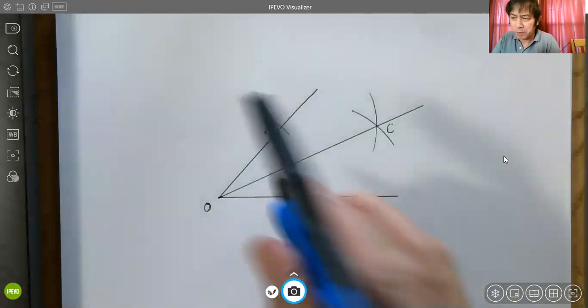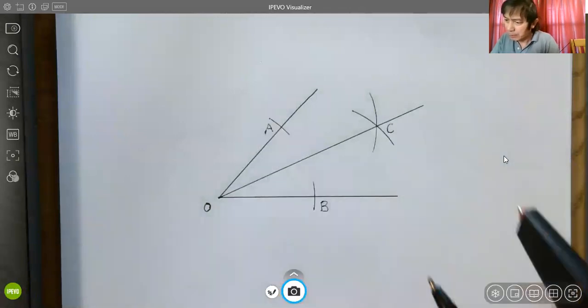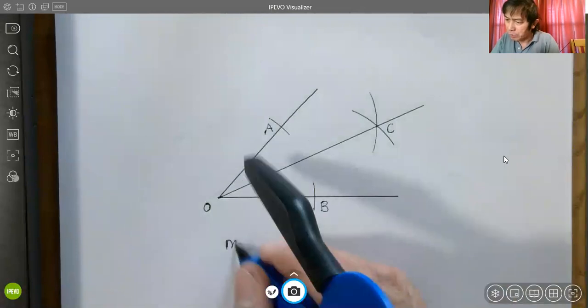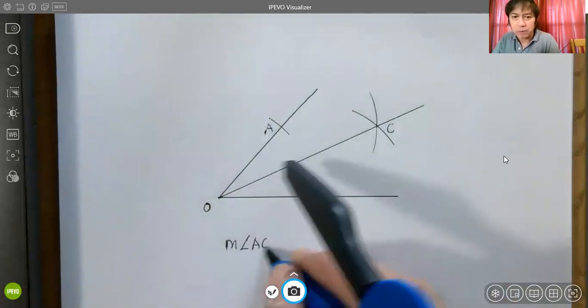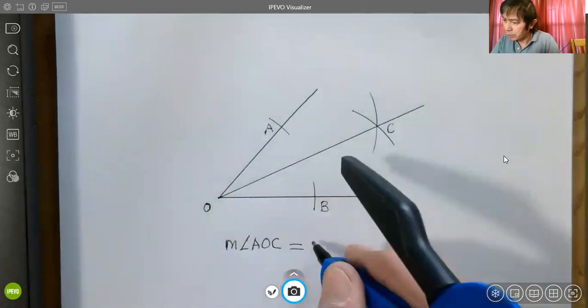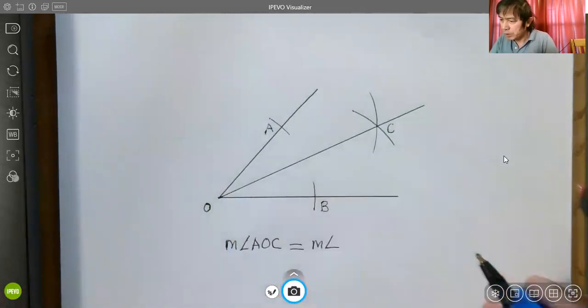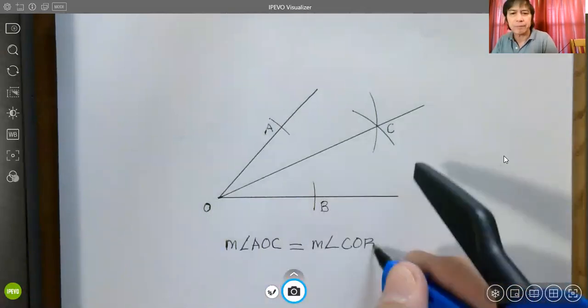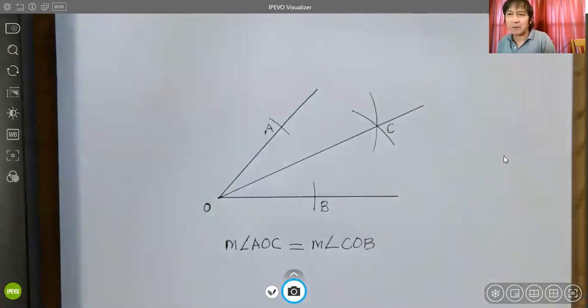So what do we mean by this? The measure of angle AOC must be equal numerically to the measure of angle COB there. And this is it.